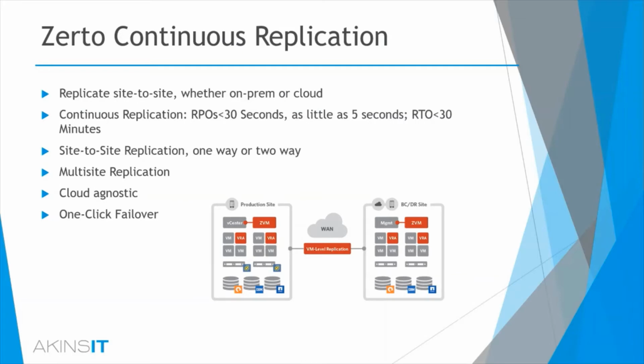Zerto Continuous Replication, on the other hand, will replicate site to site, one-way or two-way, whether it's on-prem or in the cloud. It also features multi-site replication, in which you can have a bunch of sites that are all replicating in multiple directions. So you could have a headquarters production environment, a data center across the street that you manage that's another offline site, an AWS site, and an Azure site, all ready to fail over to make sure you have the most resilience and availability. It's cloud agnostic, so you're going to be able to use any provider of your choice.